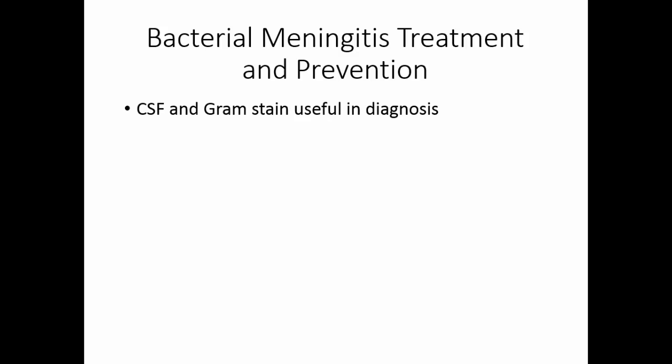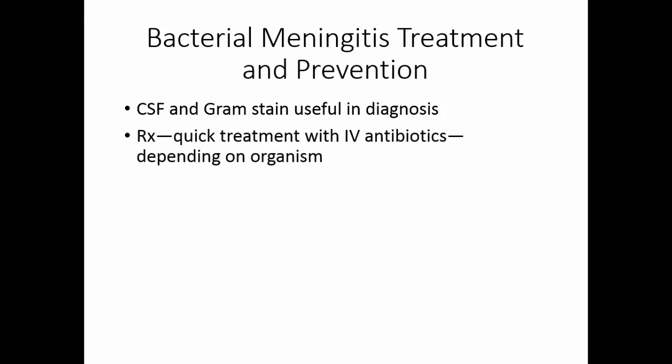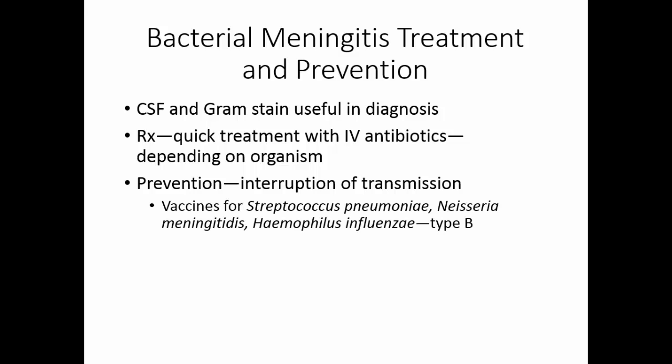Cerebrospinal fluid taps and a gram stain are useful in diagnosing what type of meningitis someone has. Quick treatment is necessary with intravenous antibiotics. Which ones are used depends upon the organism. Best prevention is interruption of transmission. There are vaccines for Streptococcus pneumoniae, Neisseria meningitidis, and Haemophilus influenza type B. These should certainly be given to anyone at risk, particularly the very old and the very young.